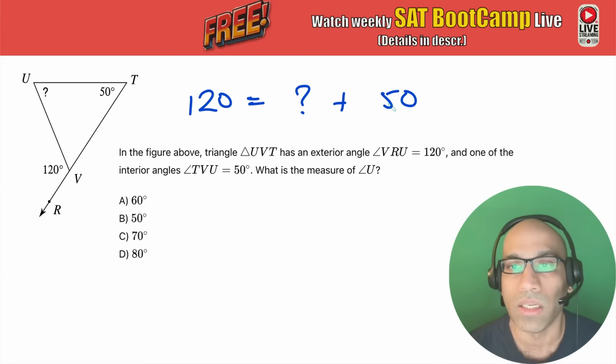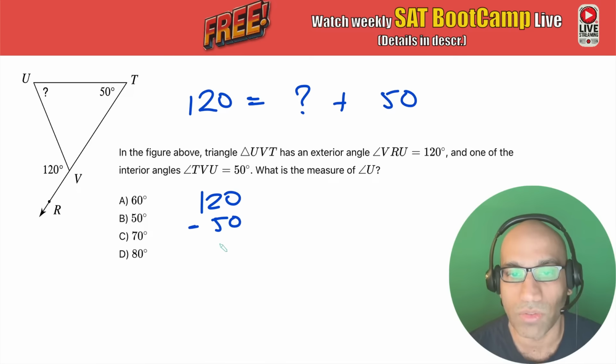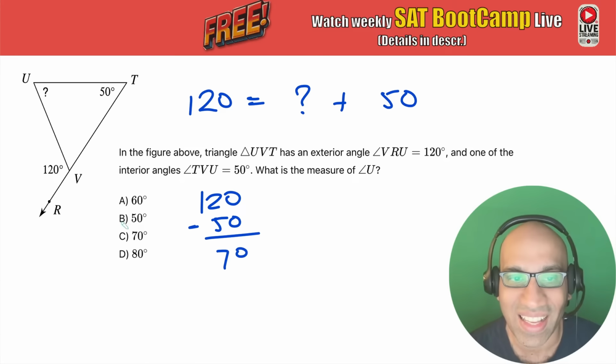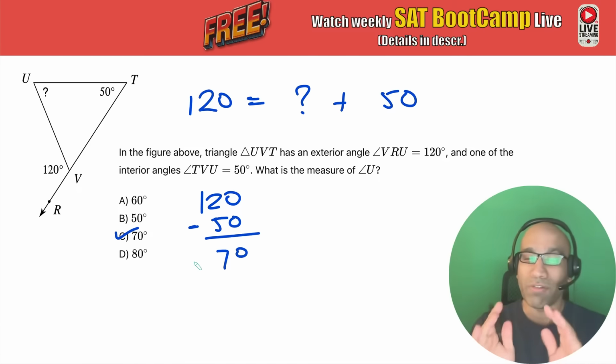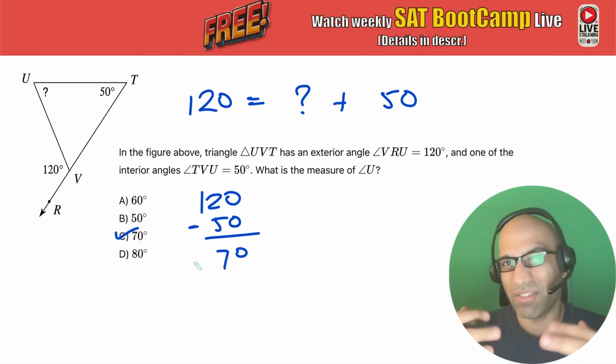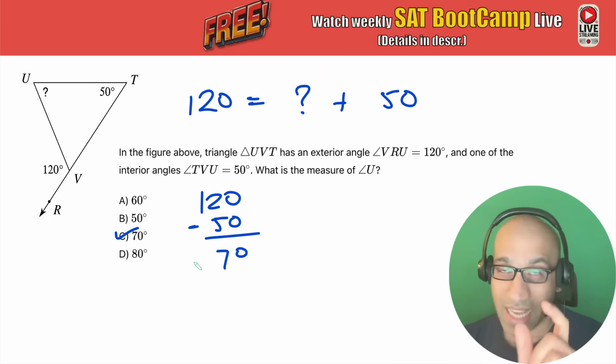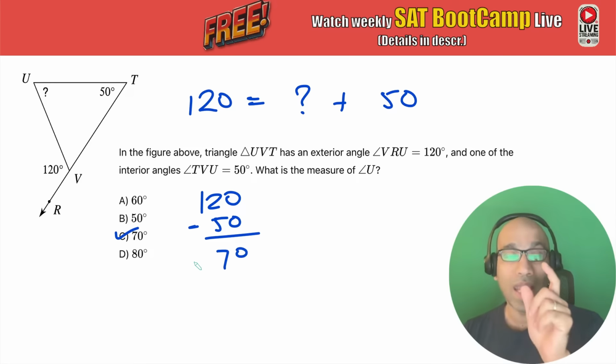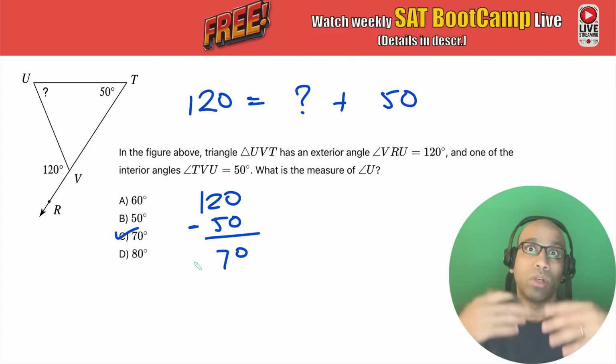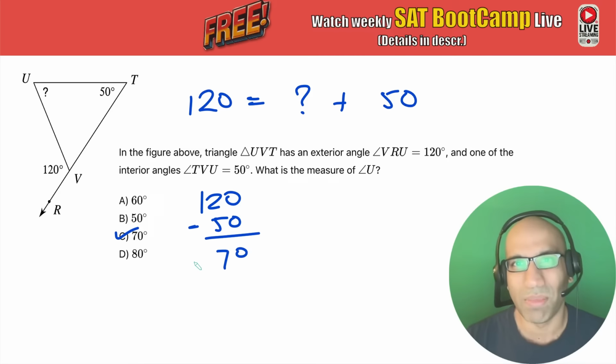So how much would this be? You can move 50 to the other side and it's 120 minus 50, which gives you 70 as the answer. So this is a very fast way to solve it. Otherwise you'll have 3 or 4 steps. Remember, every few seconds you save on the SAT test or any test, you can use to solve even harder problems. So this is like a medium level problem, but it's a good strategy to memorize.